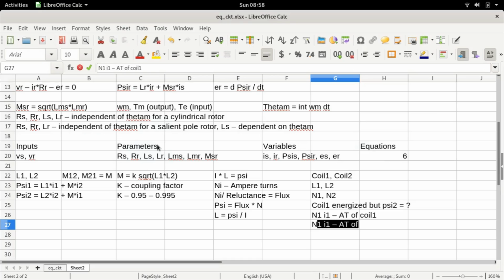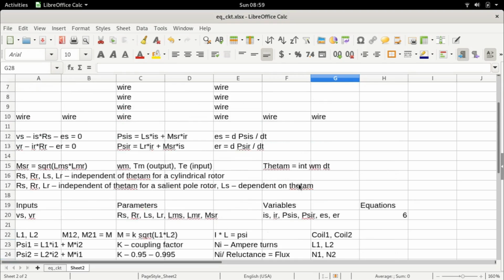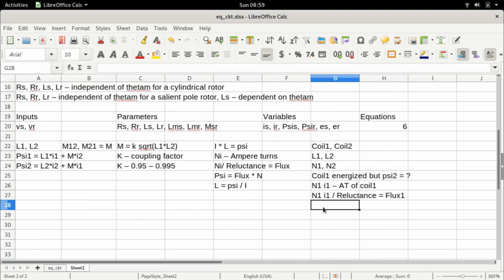So in the same way, we can take N1 I1 as the ampere turns and divide it by the reluctance of the flux path, and this of course will give us a flux. So we can say this is flux 1 which is produced due to coil 1. Now this flux 1 produced due to coil 1 is linking with coil 2. It will also link with coil 1 to produce a self-inductance, but we are no longer interested in that because we've talked about this before. We are now talking about mutual inductance.